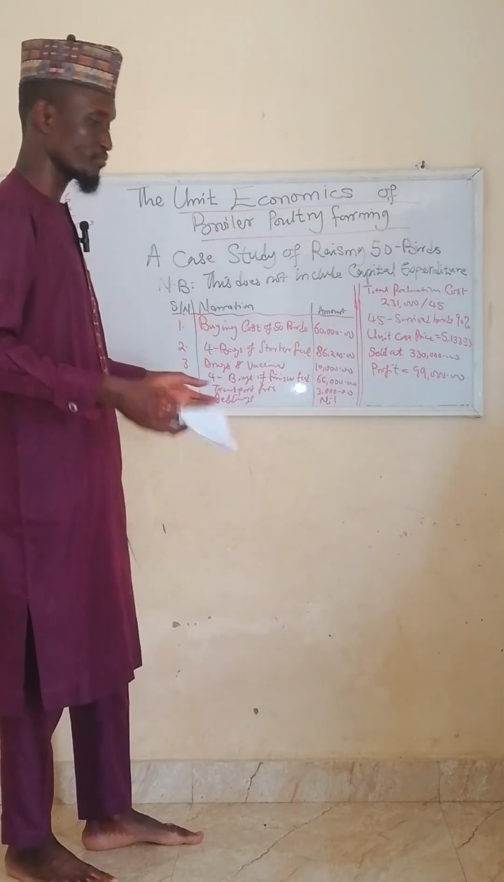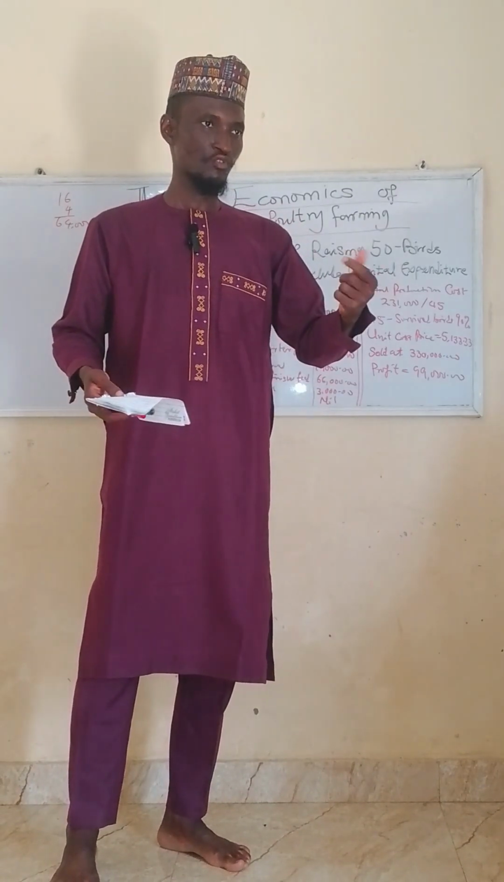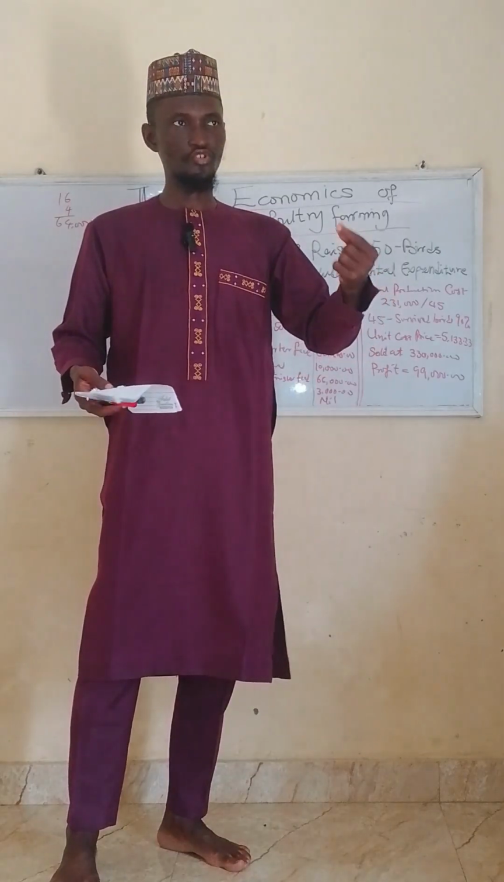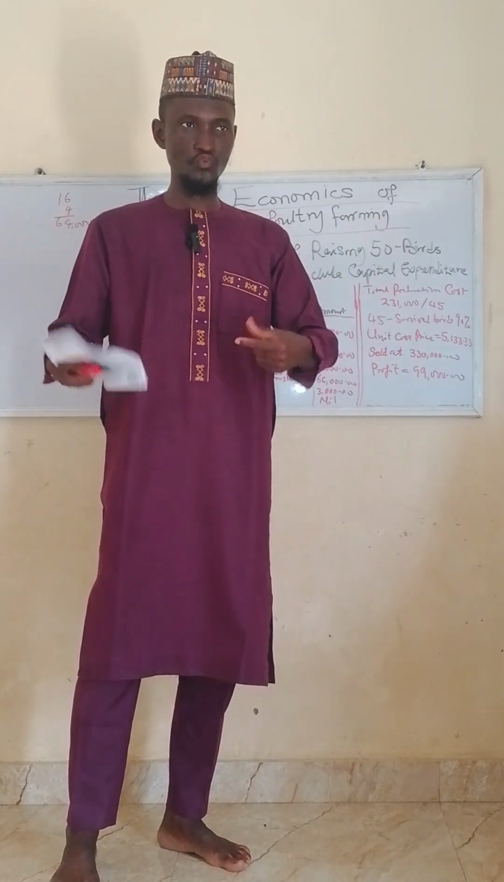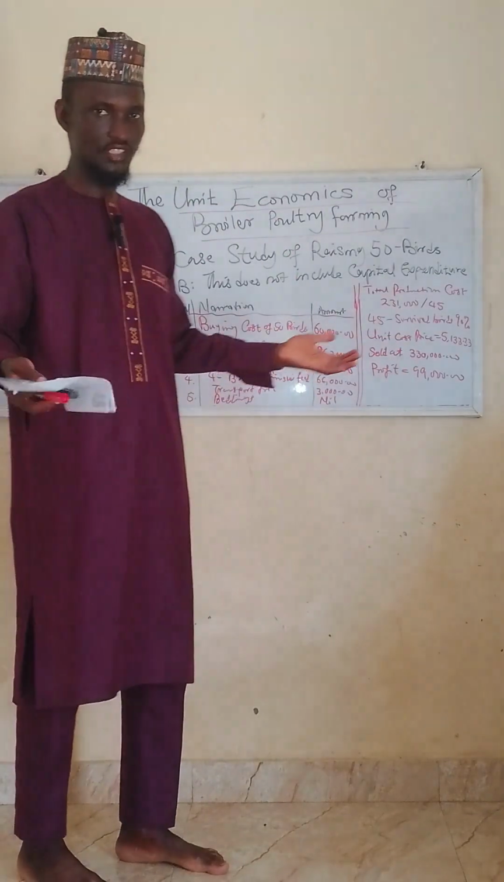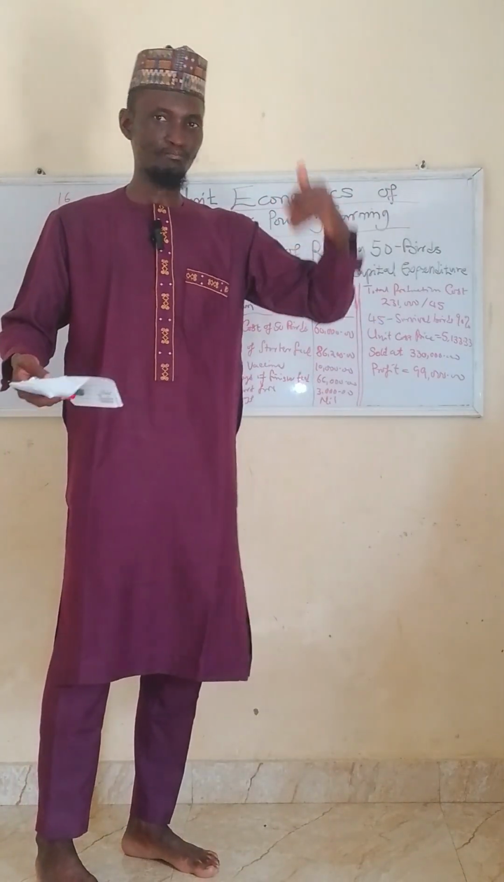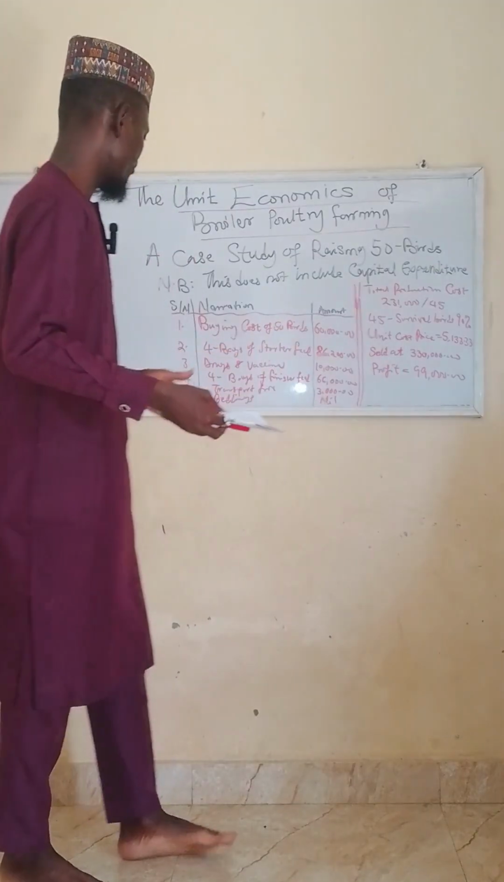Some people would even harvest before the 4th week. Maybe the people they are supplying want chicken that are 3 weeks, 2 weeks, 4 weeks maximum kind of maturity. So it depends on the supplier, and that's why your off-taker matters a lot in broiler poultry farming.